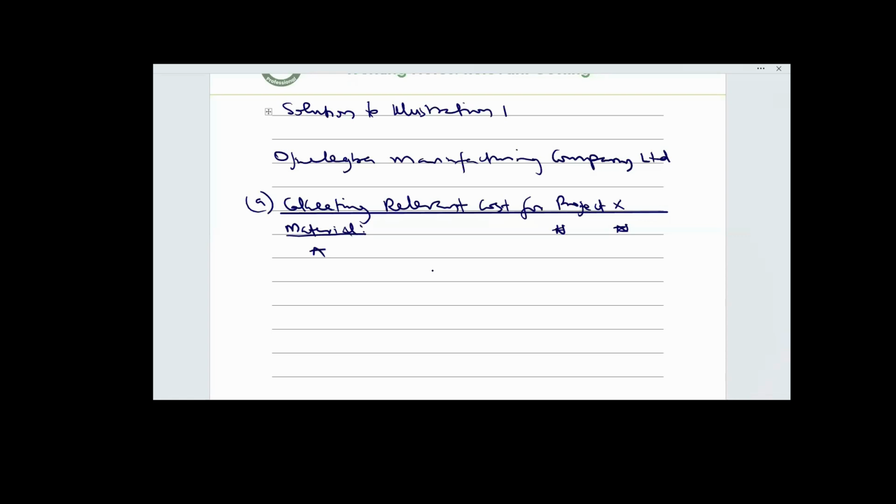Remember, relevant costs are costs that are directly related to a particular course of action or that are attributable to a course of action. So that 40,000 naira, the company has incurred it. That's why they put it in the stock. So I want to know, is it relevant or irrelevant?